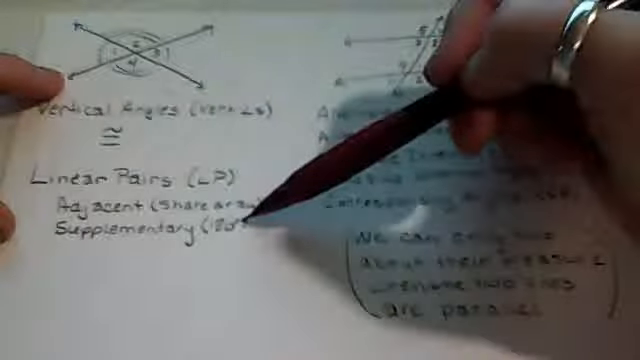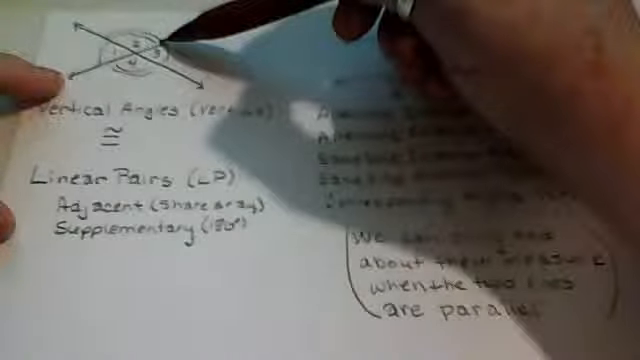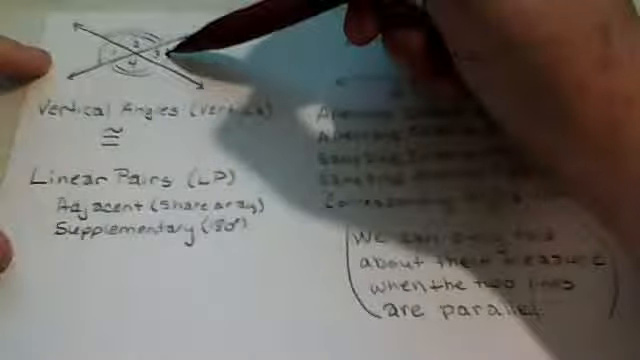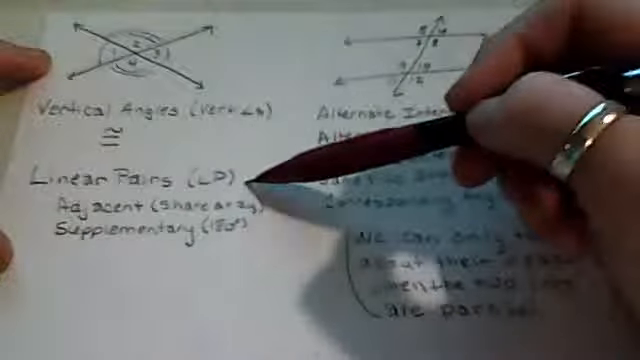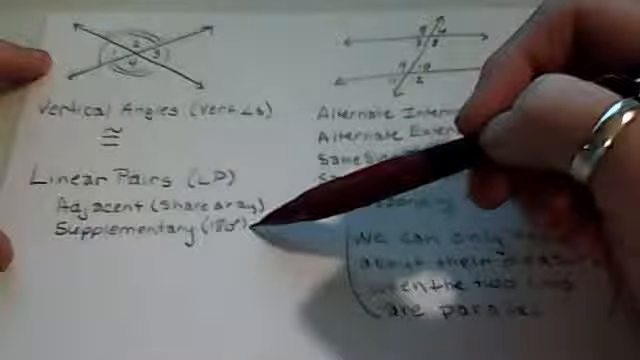Linear pairs are adjacent in that they share a ray, and supplementary in that they form 180 degrees. So 1 and 2 are a linear pair, 2 and 3 are a linear pair, 3 and 4 are a linear pair, and 4 and 1 are a linear pair. Linear pairs are always supplementary.